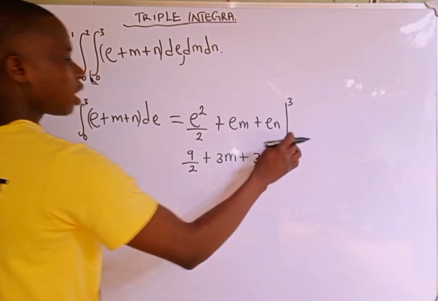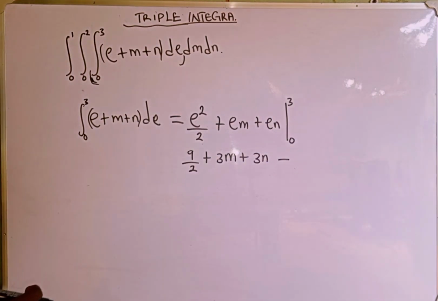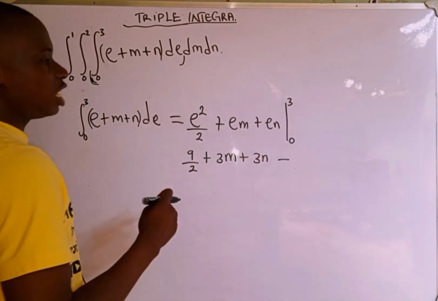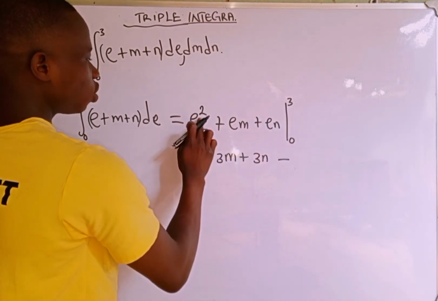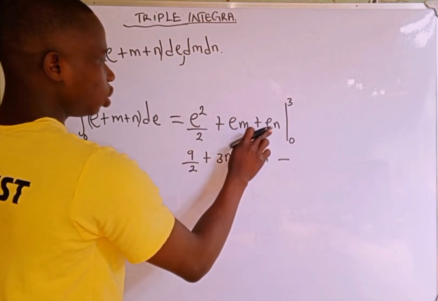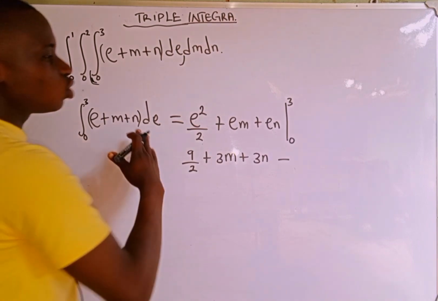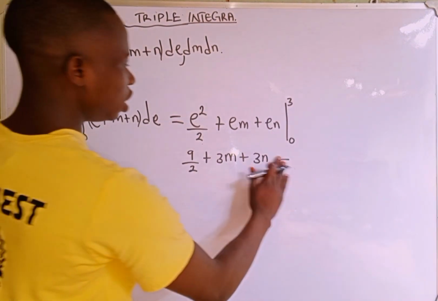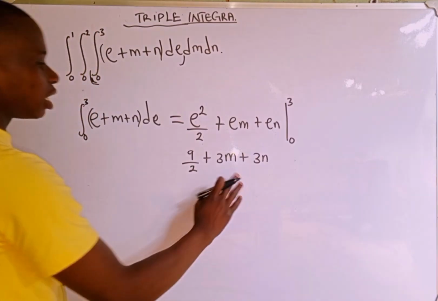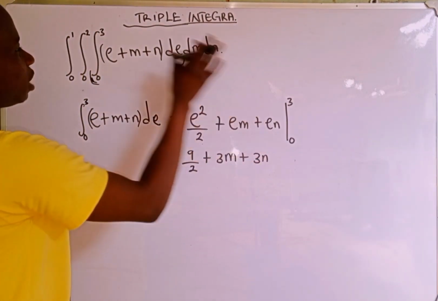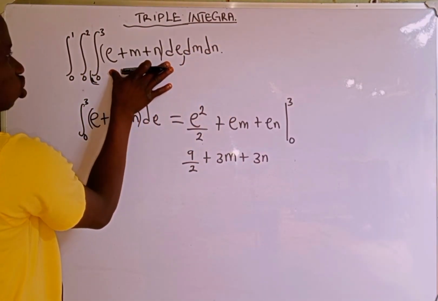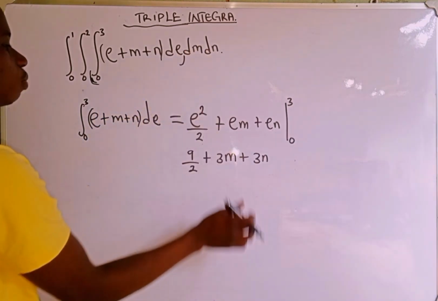Then minus, we're going to substitute the lower limit. So anywhere we see e, we're going to substitute 0. So if you substitute 0 here, 0 here, 0 here, any number multiplied by 0 is the same as 0. So all of this is going to be 0. Therefore, this is our answer. So we're going to substitute this answer in place of this inner integral. Then we integrate with respect to m.